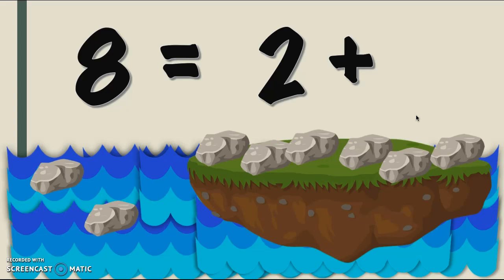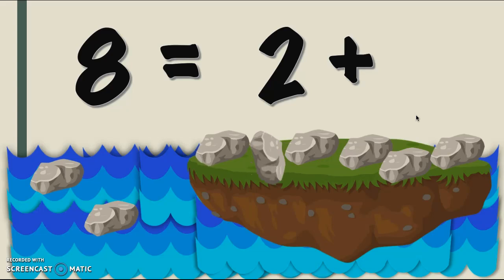Okay, how did you figure out what the other number is going to be in that number sentence, friend? Oh, you counted the rocks on the land? Perfect, because our 8 is our whole amount of rocks. Some are in the water, the 2, and the rest are on the land. Let's go ahead and count them together.